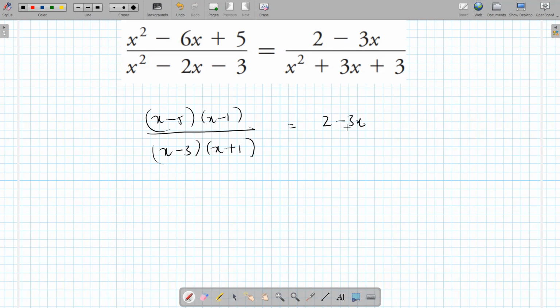On the top, we have 2 minus 3x. What about this guy? Is that guy factorable? It is not, right? The only thing that multiplies to 3 is 1 and 3, and they will never add up to 3. They will either add up to 4 or subtract to 2. So you can't really do much with that.